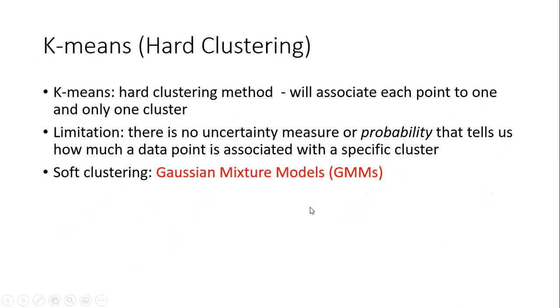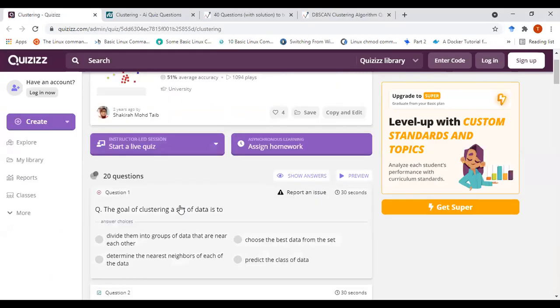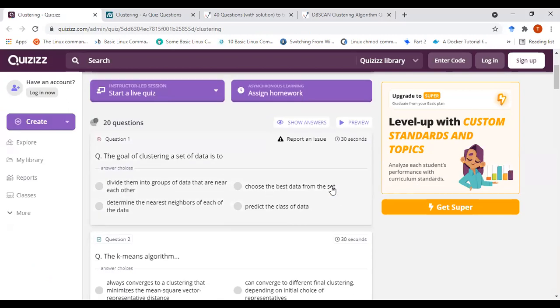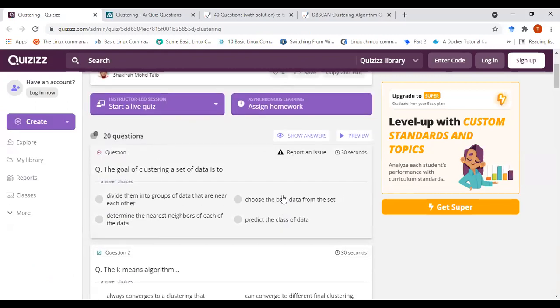Okay, so we'll stop here, we'll do some clustering quiz, Tanaji. Very quickly, we just have 15 minutes and we will do both, easy questions. The goal of clustering a data set is to, which of these is right?